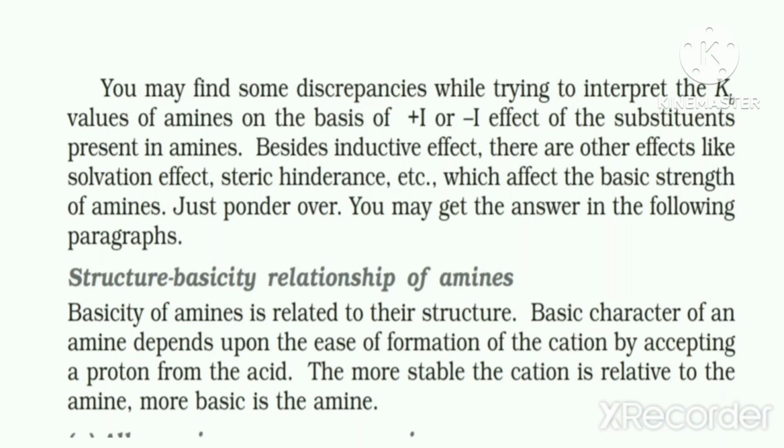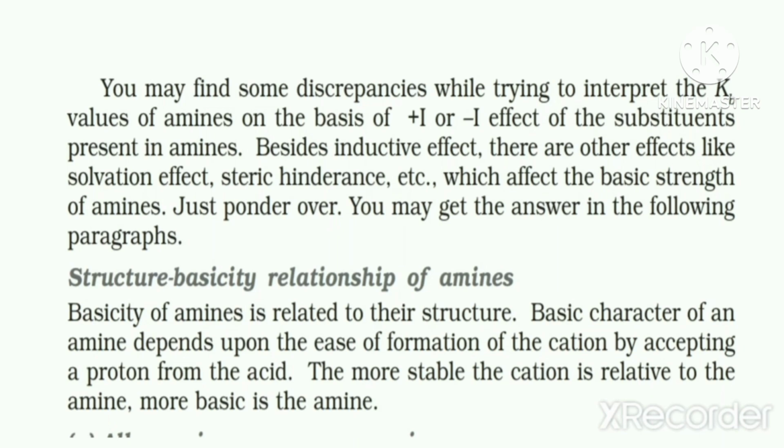And then what is the negative inductive effect? Such an atom or group which attracts, not repels, sigma electrons as compared to a hydrogen atom is a negative inductive group, and the observed effect is known as the minus or negative inductive effect. You may find some discrepancies while trying to interpret the Kb values of amines on the basis of the positive and negative inductive effects of the substituents present in amines.